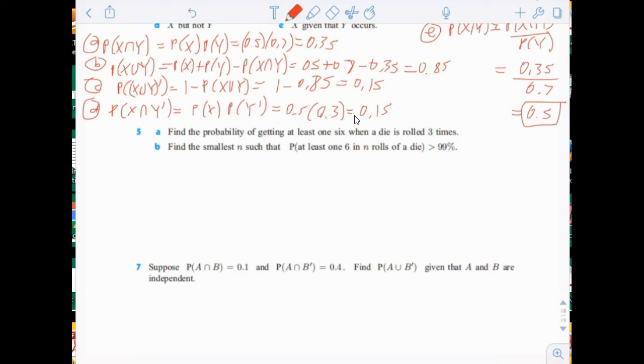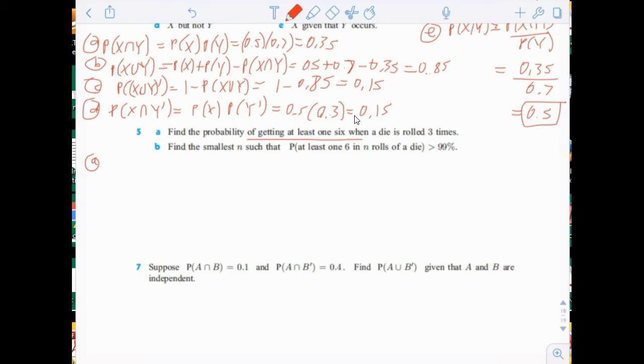This is actually kind of a lengthy problem if you do it in a straightforward way. If you do it with a trick, it's quite quick. Think about getting at least one 6 when a die is rolled 3 times.